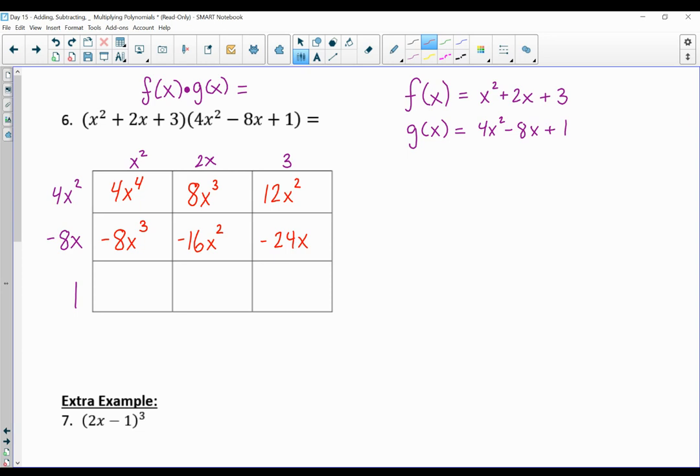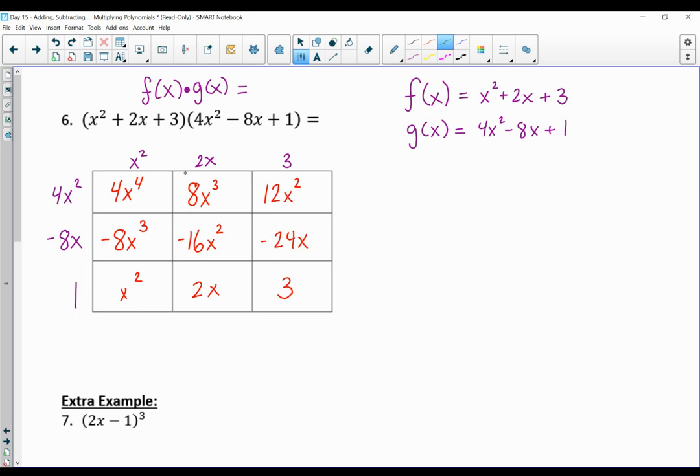And the last row is actually pretty simple because they're being multiplied by 1. So 1 times anything is itself. So x squared times 1 is x squared. 2x times 1 is 2x. And 3 times 1 is 3. So I just did the bulk of the work. I'm not quite done yet.